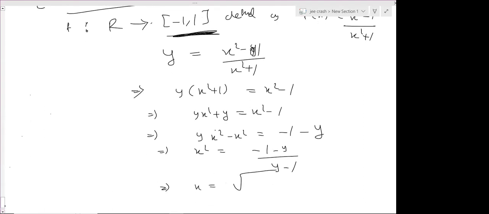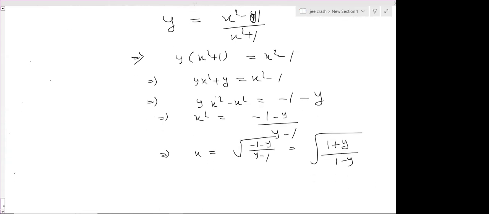So x equals under root (-1 minus y) upon (y minus 1). So I can multiply this -1 in the denominator. So what I will get is under root (1 plus y) upon (1 minus y). Right? How to find range? Find the domain of this function. For this to be defined, this must be greater than or equal to 0.